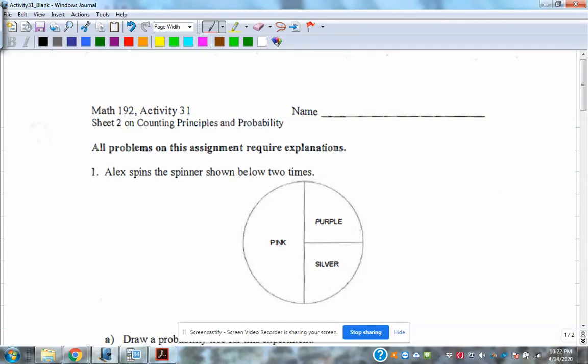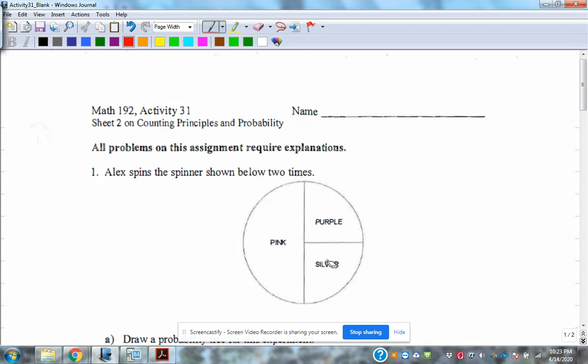Okay, activity 31 for Math 192. We're going to talk about some probability and a little bit of counting principle here, but we're going to focus on the spinner here at the beginning. Alex has a spinner. Seems to be a somewhat unfair spinner. Here, pink covers half of the circle, purple covers 1/4, and silver seems to cover 1/4.